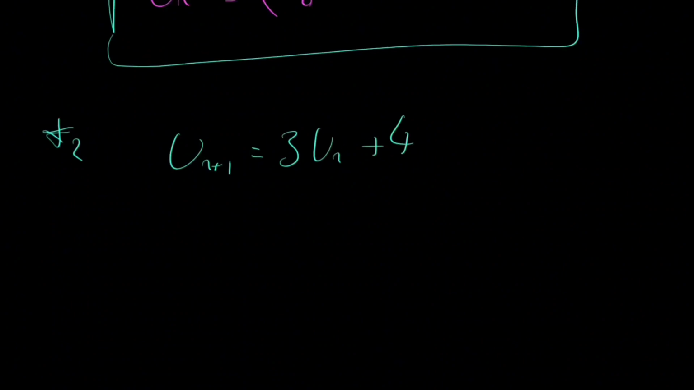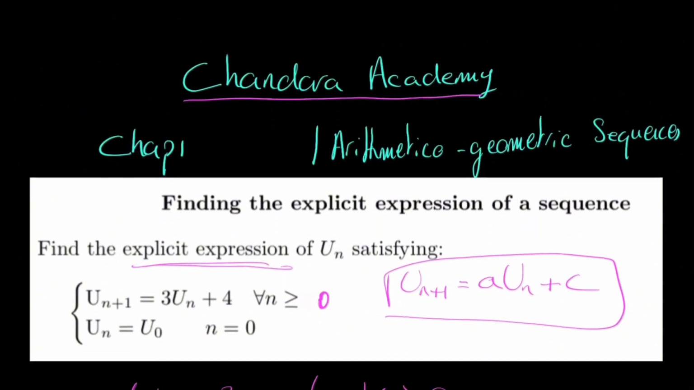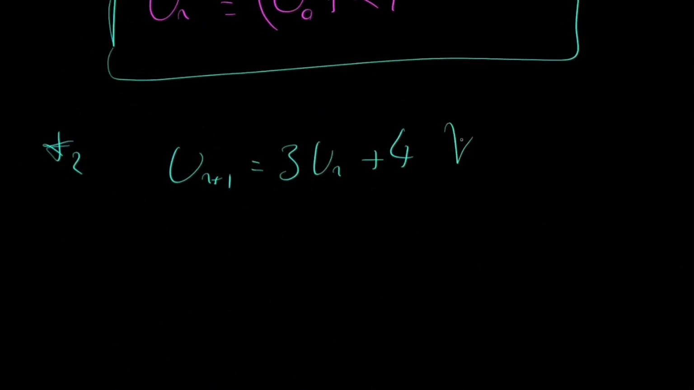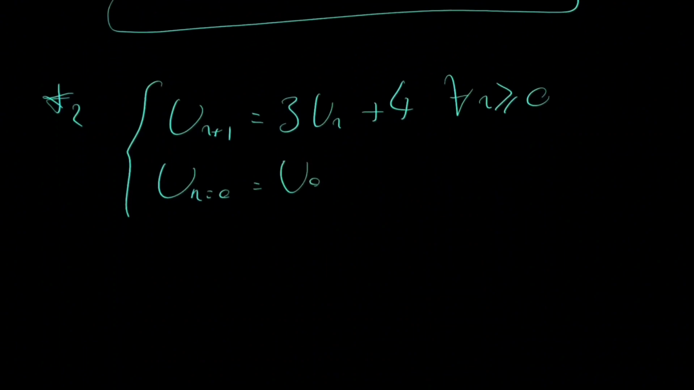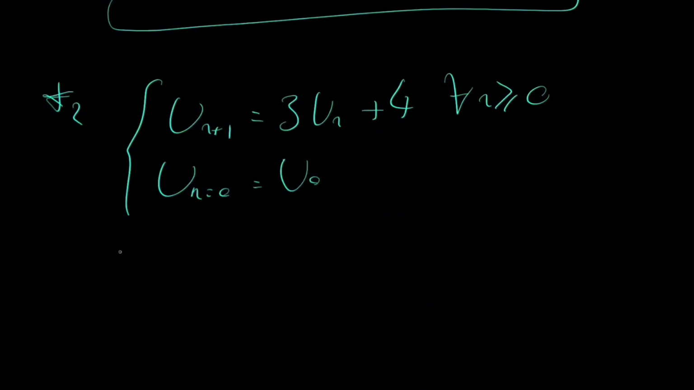Then we will solve this problem using the second method. Let's remember that u_{n+1} is equal to 3u_n plus 4, for all n greater or equal to 0, and u_0 is equal to u0. Now let's use the second method, the method you know how to use for recurrent sequences of order 2 or more.